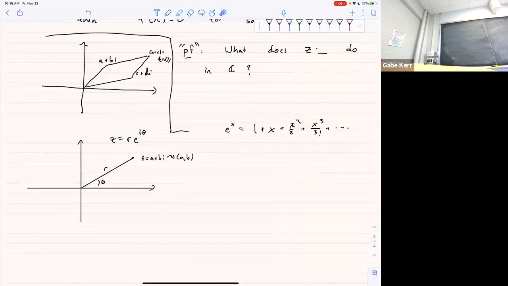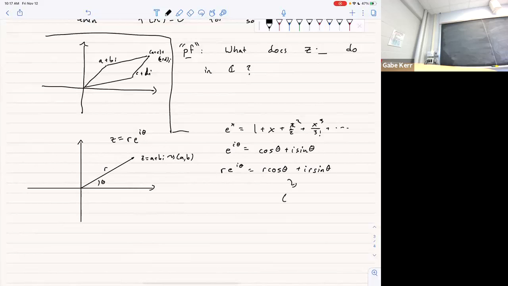A Taylor series for e to the x, if you put in i theta in here, you'll see that you get an i factor and you get a real factor. This will divide up into a cosine and a sine. So if I look at e to the i theta, this will look like cosine of theta plus i times sine of theta. If I multiply that by r, I get r cosine of theta plus i times r sine theta.